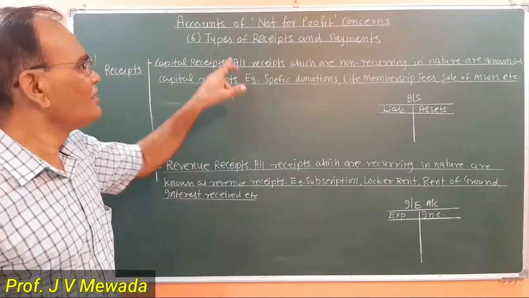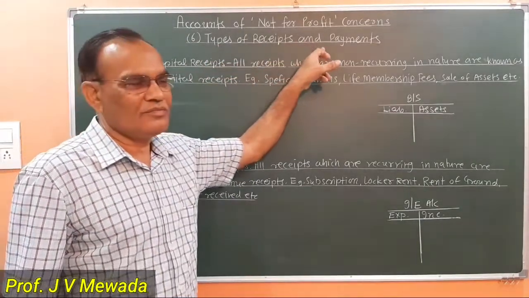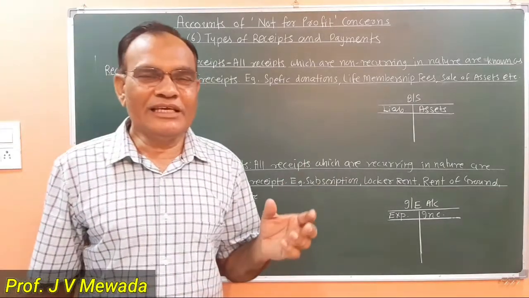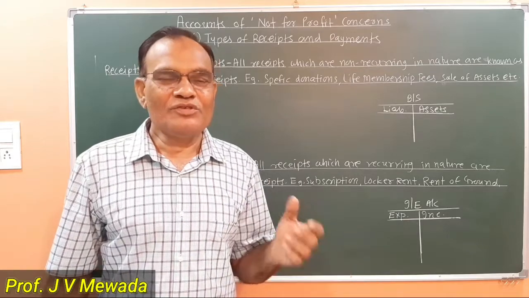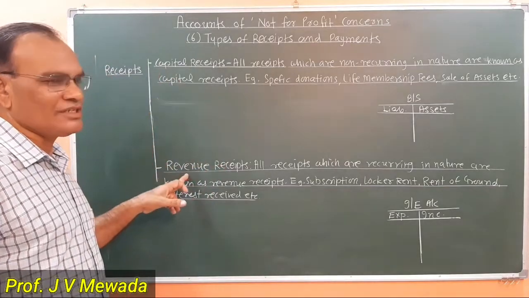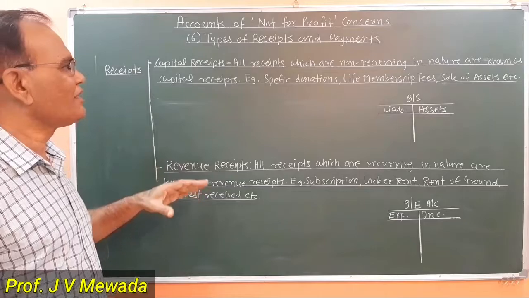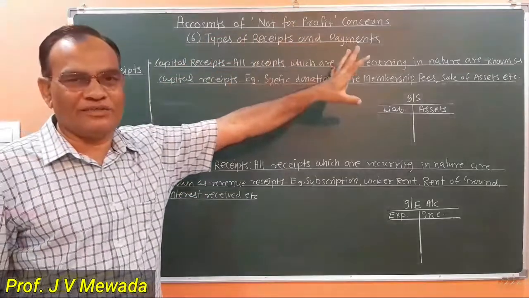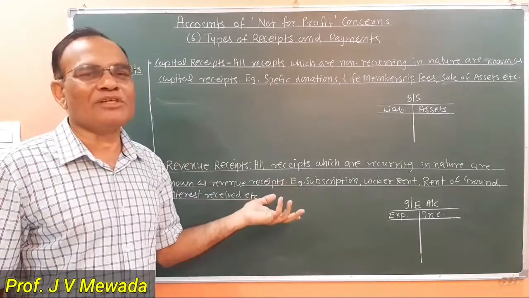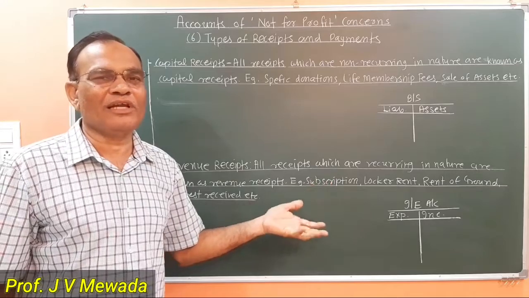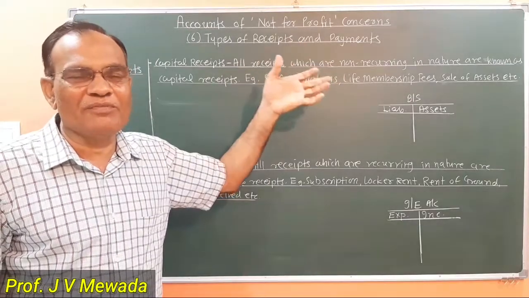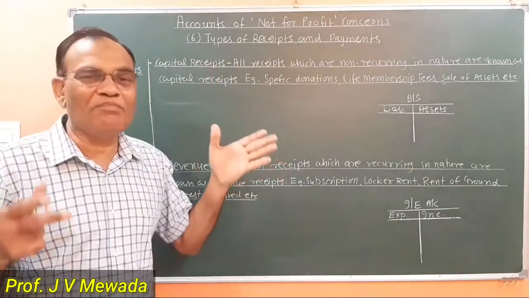Now we'll see the topic, types of receipts and payments. As I told you, it is necessary to differentiate between the capital items and revenue items. So now we are having two types of receipts. One is the capital receipts and the other is revenue receipts. What is the basic difference between both of these? Capital receipts are non-recurring in nature and revenue receipts are recurring in nature. For example, subscription. So subscription we are receiving every month or every year. On the other hand, we have life membership fees. So life membership fees we are not receiving every month. We are receiving once in the lifetime. So that is the basic difference.